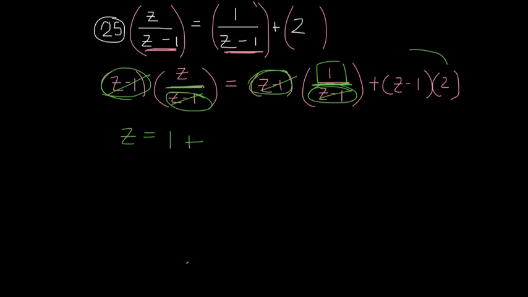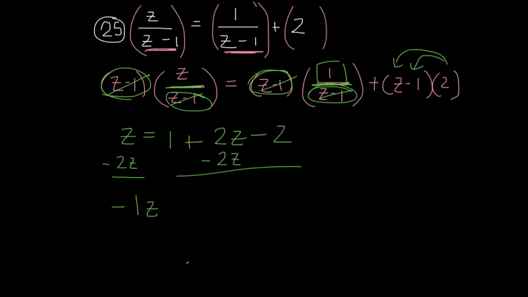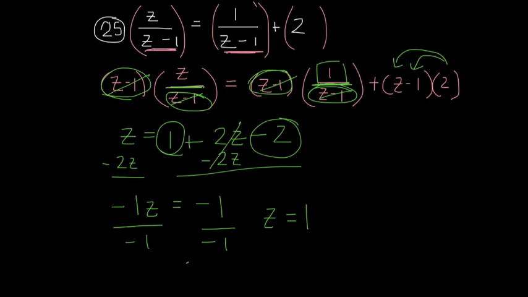Plus, I need to distribute the 2. Even though it's on the right side of those parentheses, it's still a distribution problem. So if I distribute that 2, that gives me 2z minus 2. Do a little bit of rearranging. I can subtract 2z from both sides. So that gives me negative 1z equals, my 2z's cancel. I could combine these like terms of 1 minus 2, which gives me negative 1. Divide both sides by negative 1. Negative divided by negative is a positive, and I get z equals 1.